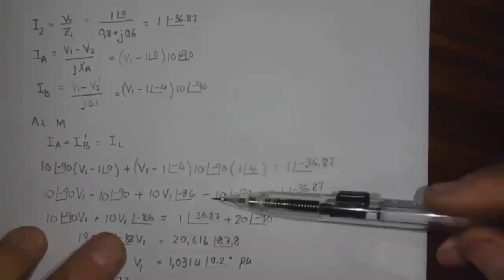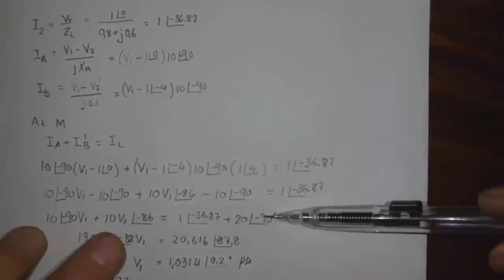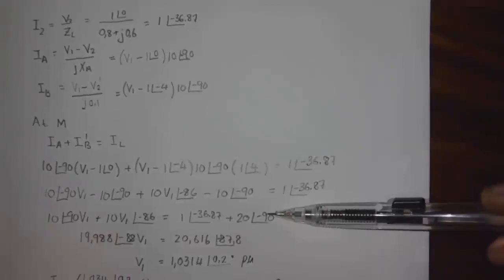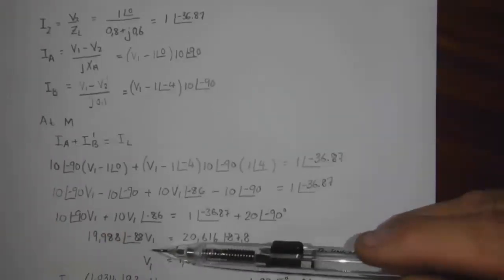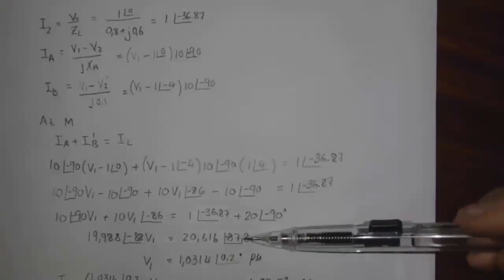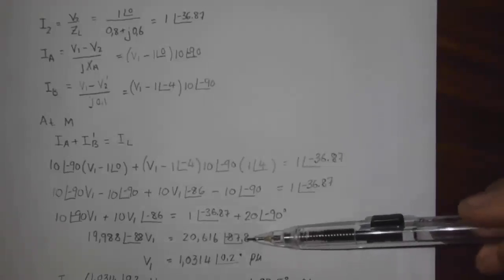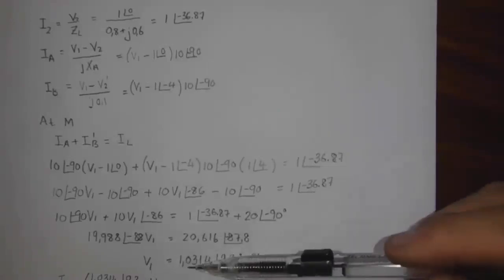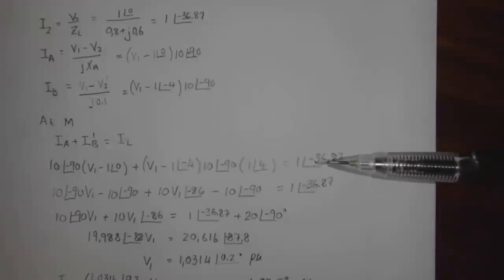And now we take those two numbers across. It's 1 angle minus 36.87 plus 20 angle minus 90. So if we add them, we get 19.998 angle minus 88 is equal to V1, which gives us 20.616 at an angle of minus 87.8. And if we divide, we get V1 is 1.0314 angle 0.2 degrees per unit.